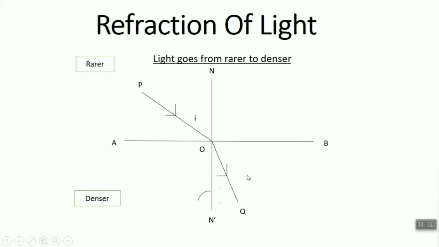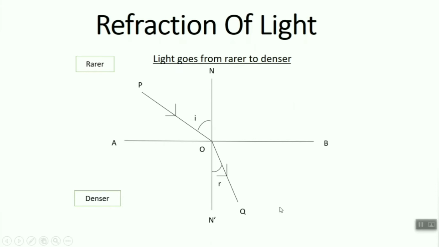Now see, this is I. Why is this I? Because this is the angle of incidence, and that's why it is expressed by I. If we want to say what is the angle of incidence, we can say PON is the angle of incidence. And what is the angle of refraction? As refraction happens here, we can say this is the angle of refraction. So it is denoted by R, and you can also say the angle is QON prime. QON prime is the angle of refraction.